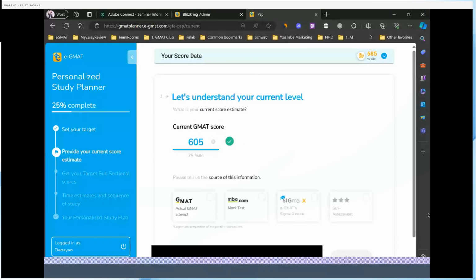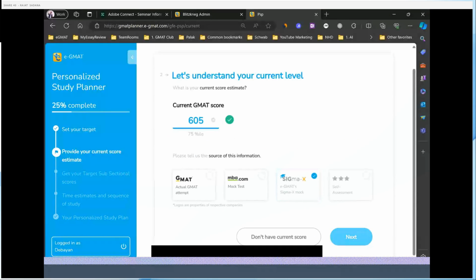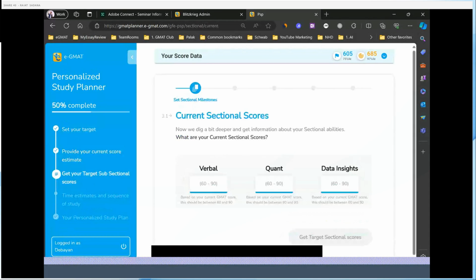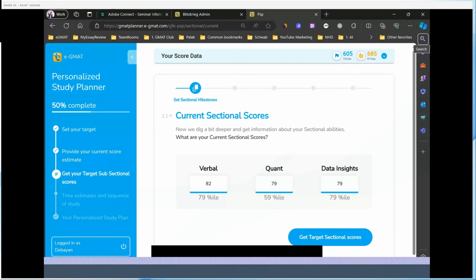5 over here, and I say this is taken a sigma x mock test, and so it will tell you you've got to go from a 75th percentile to a 97th percentile, and then it will ask you for your sectional scores. I'm going to take someone who's relatively stronger in quant compared to verbal. So starting verbal score is 82, starting quant score is 76, and then actually let's take a 79, and then starting DI score is 79. So you can really see 79 percentile in verbal, 59 percentile in quant, and 79 percentile in DI.